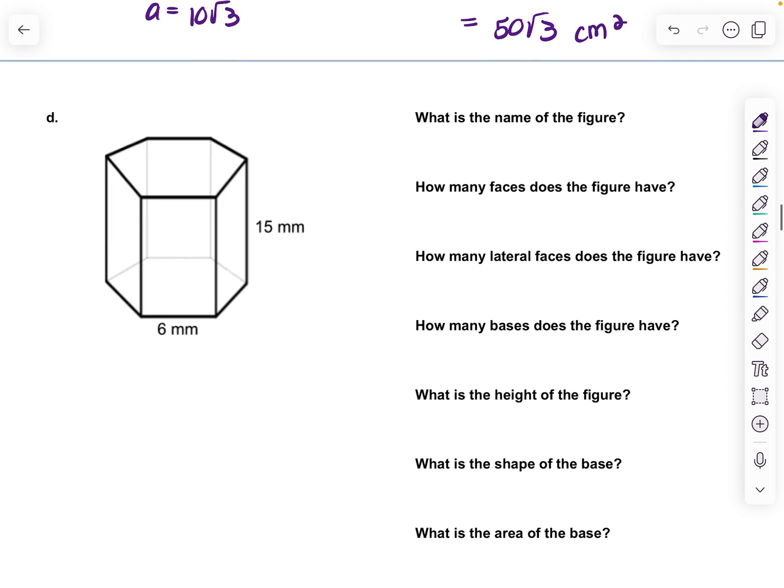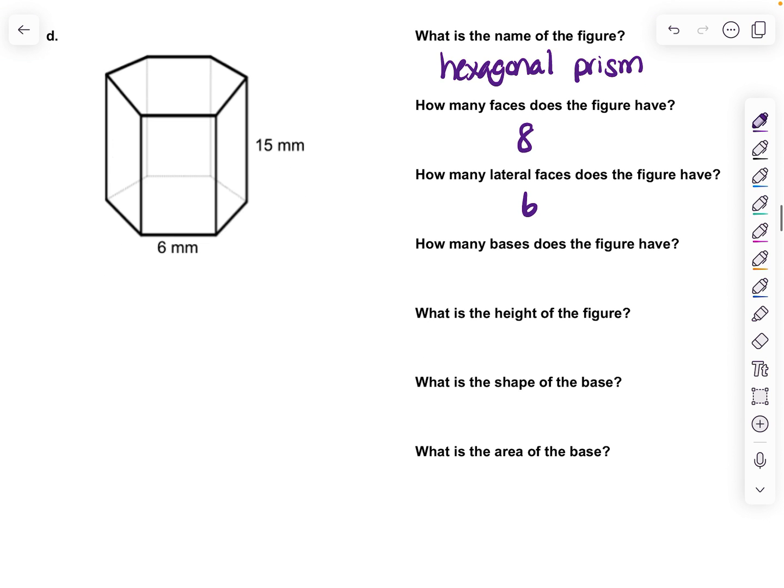All right, name of this one is a hexagonal prism. How many faces does it have? There are 6 that go around, plus the 2 bases gives us 8 faces. 6 lateral faces, 2 bases. The height of the figure is the distance between the bases, which is 15. And then the shape of the base is a regular hexagon.